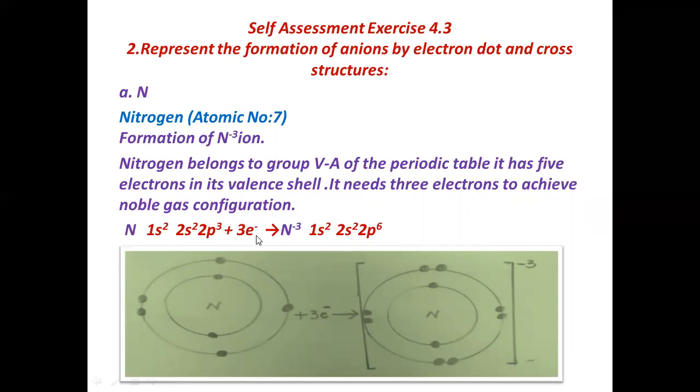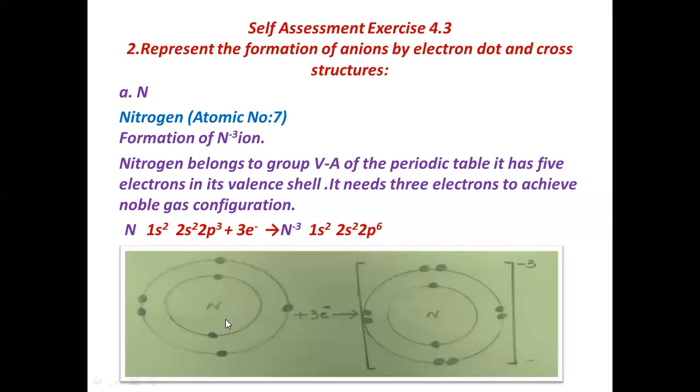Nitrogen will gain 3 electrons and then will have 6 electrons in the p subshell. So 6 plus 2, 8 electrons are present in the outermost shell of this nitrogen anion or trivalent nitrogen. So this trivalent nitrogen anion, after gaining 3 electrons, will have a completely filled outermost shell.